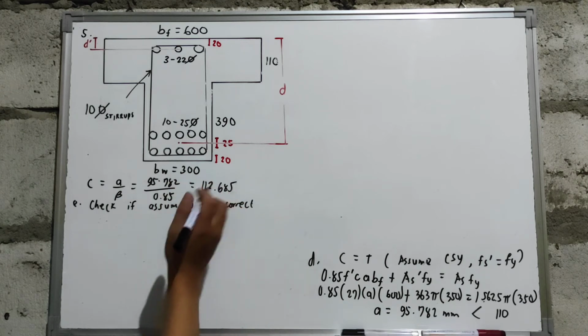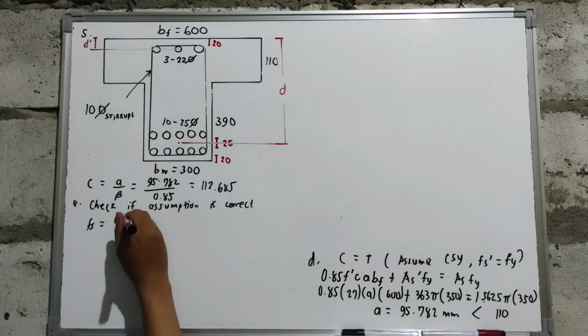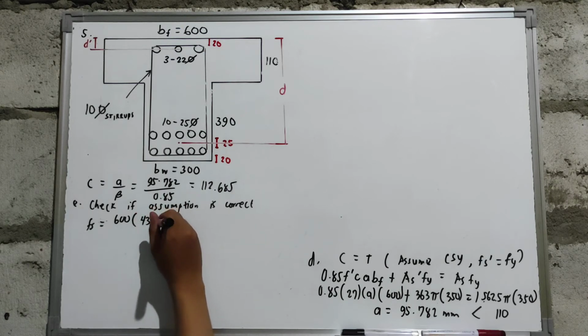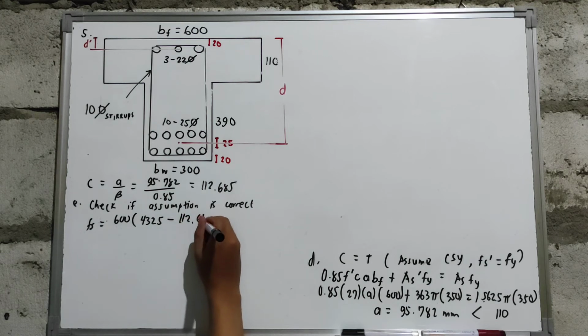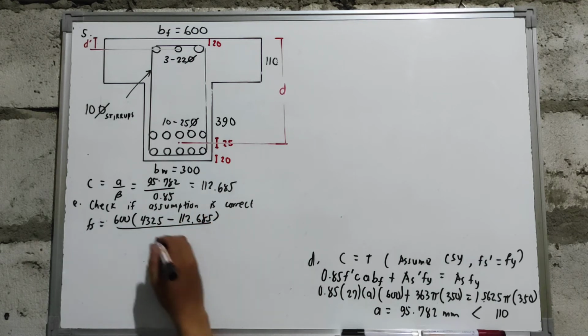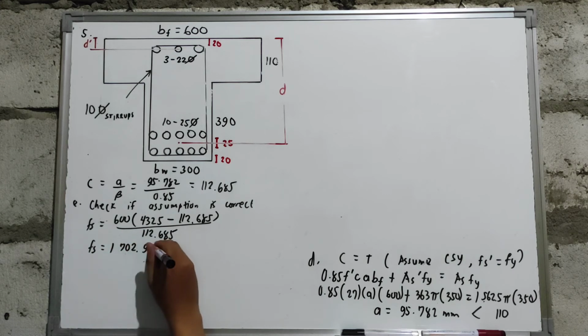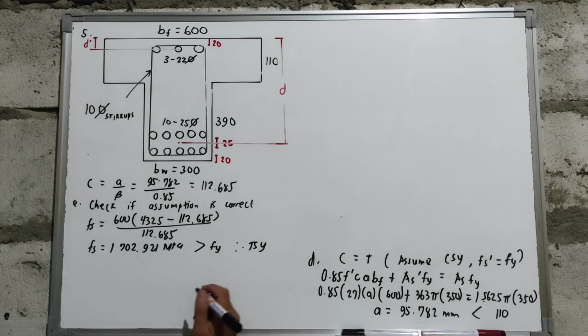So, let's compute our value of Fs. We have 600 times our d, which is equal to 432.5 minus the value of our C of 112.685, over our C of 112.685. So the value of your Fs is equal to 1,702.921 megapascal, which is greater than Fy. Therefore, your tension steel bar will yield.